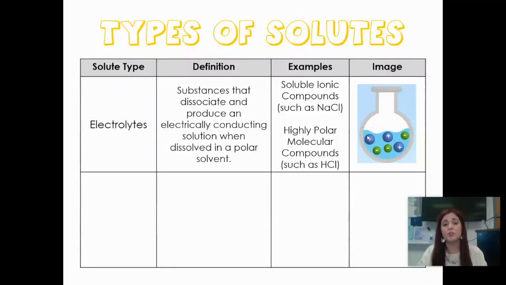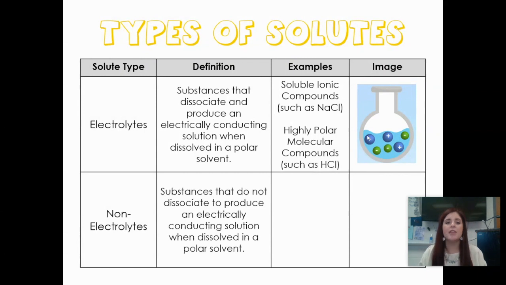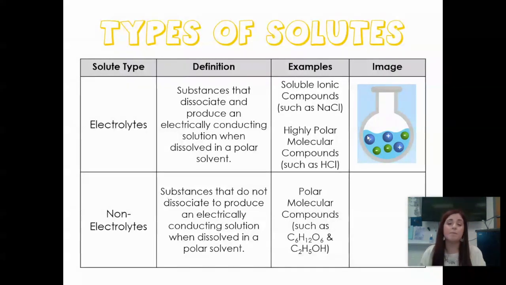On the other hand, you can also have non-electrolytes. Non-electrolytes, of course, do not do this. They do not dissociate. And because they're not producing those electrically charged particles, they're not going to conduct electricity at all. So some examples of this would be polar molecular compounds. Well, I won't say very polar, just a little polar.